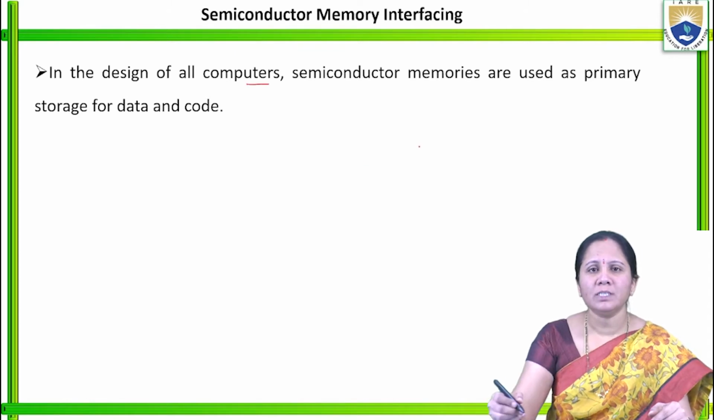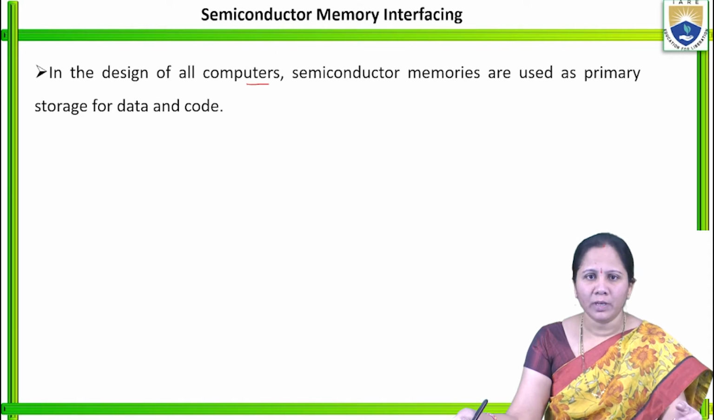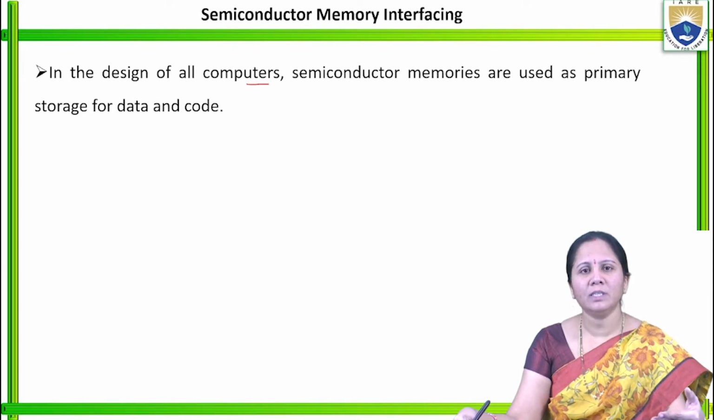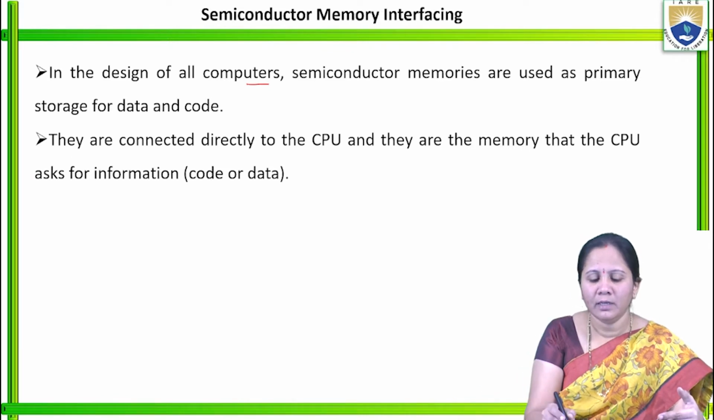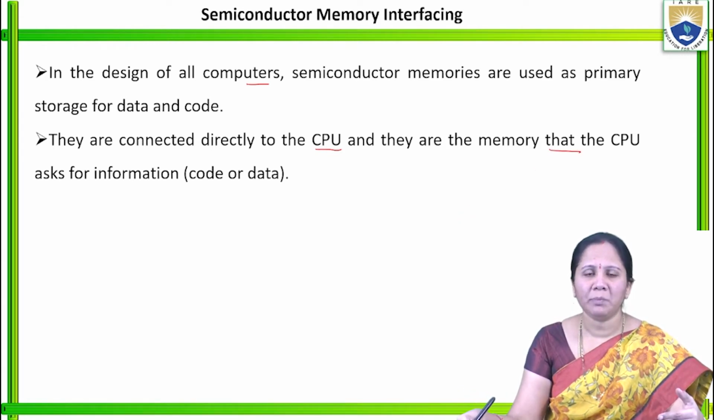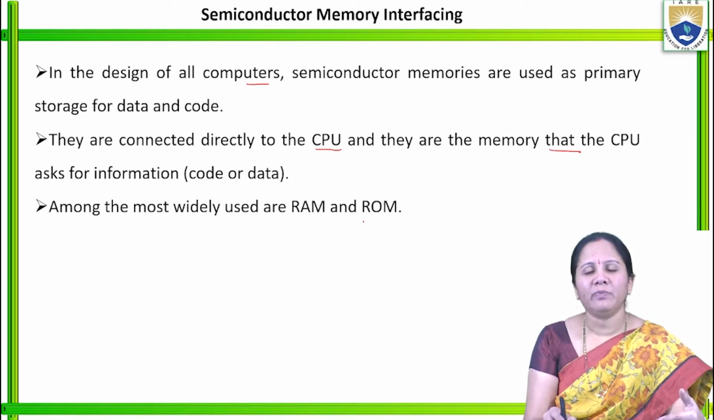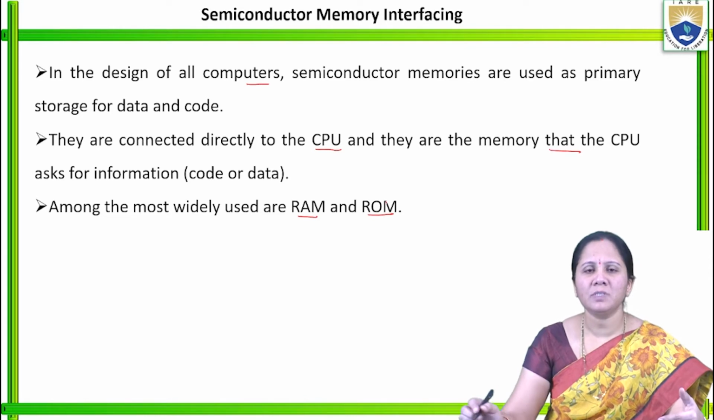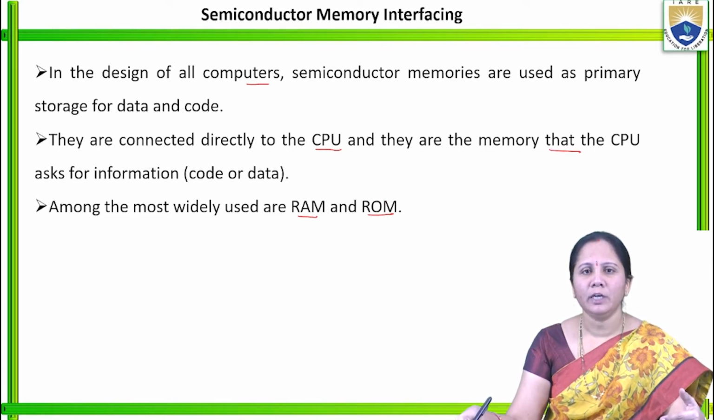In the design of all computers, semiconductor memories are very useful as primary storage for data and programs. All these memories are storage devices where programs and data can be stored. By accessing these memories, the CPU can access all these programs and data. These memories can be directly connected to the CPU, and the CPU asks the memory for the information regarding program or data. Among different types of memories, the mostly used are RAM and ROM. RAM stands for random access memory and ROM stands for read-only memory.